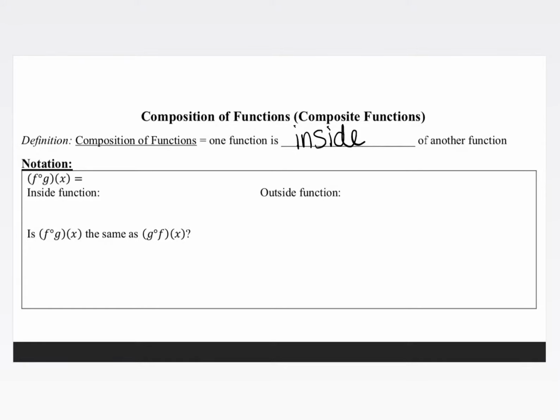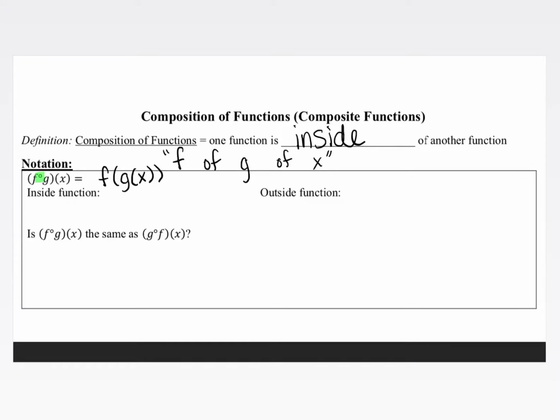And we see it usually in this notation. We have f, a little circle here, which stands for "of," g of x. So this would read as f of g of x. Now another way that we could rewrite this would be f parentheses g parentheses x, close the parentheses, close the parentheses. I personally like to write my composite functions this way because it's really easy for me to determine which function is the inside function and which function is the outside function.